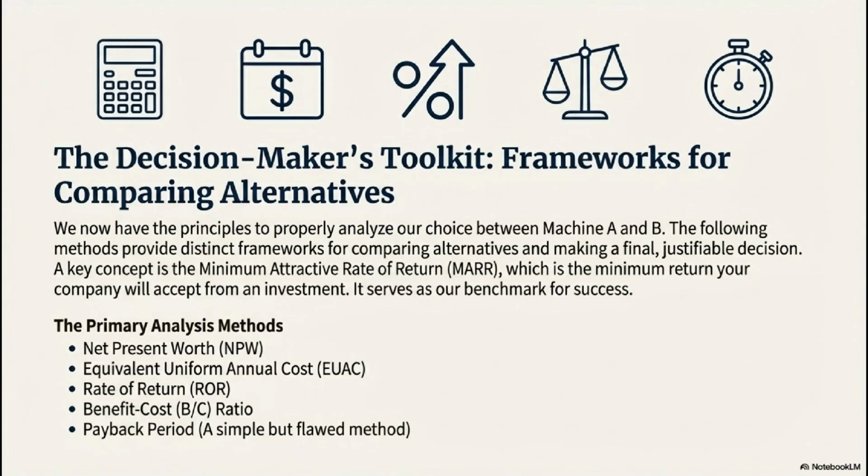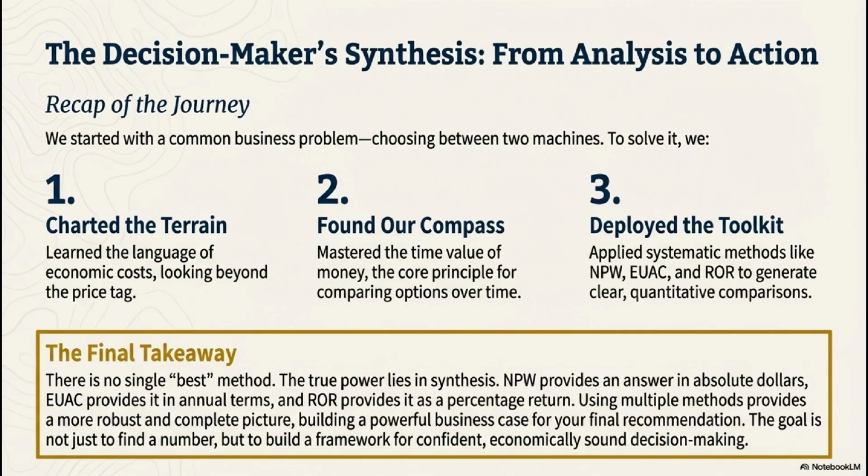The true power lies in synthesis. Use NPW for an absolute dollar value, EUAC for an annual cost perspective, and ROR for a percentage return. By applying these frameworks, net present value, EUAC, and ROR, you build a robust, quantitative case for your decision. You're not just finding a number, you're building a framework for confident, economically sound recommendations.